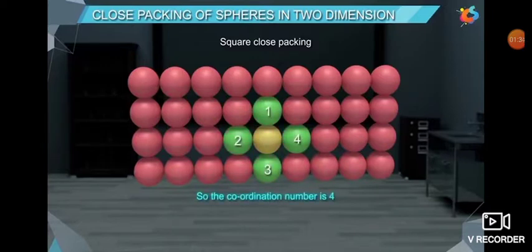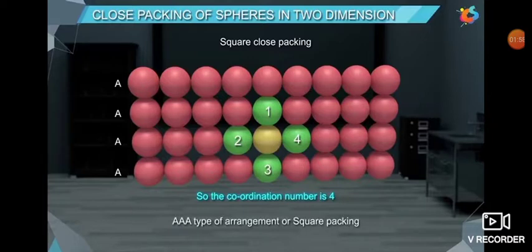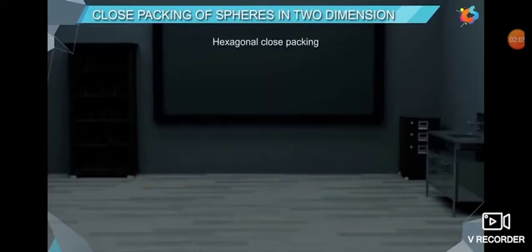So the coordination number, you see, is 4, because the central particle is touched by 4 spheres, and when we draw the centers of those spheres we get a square. That is why we call this packing square close packing. If we name the first one as A, the second one again becomes A, the third one again becomes A. That is why this is known as the A type of arrangement or square packing. So this is the one way.